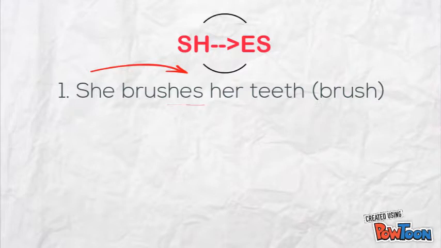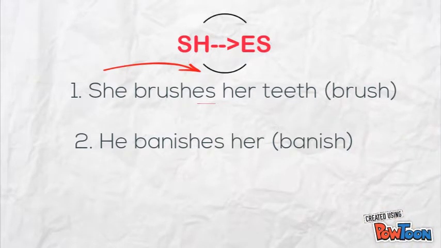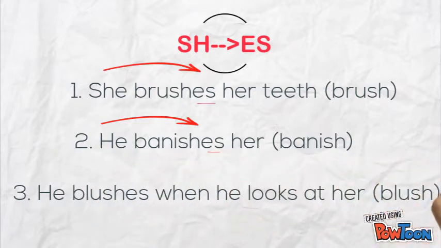Or with the verb banish, again, it ends with sh, so you just add an es at the end, as in the sentence, he banishes her. Or with the verb blush, again, it ends with sh, so you just add an es, as in the sentence, he blushes when he looks at her.